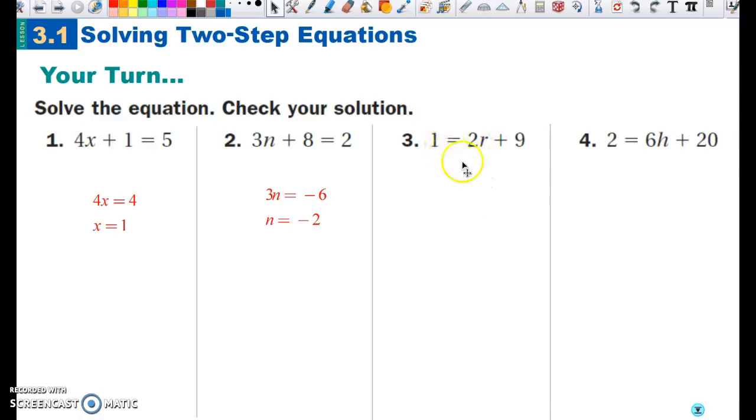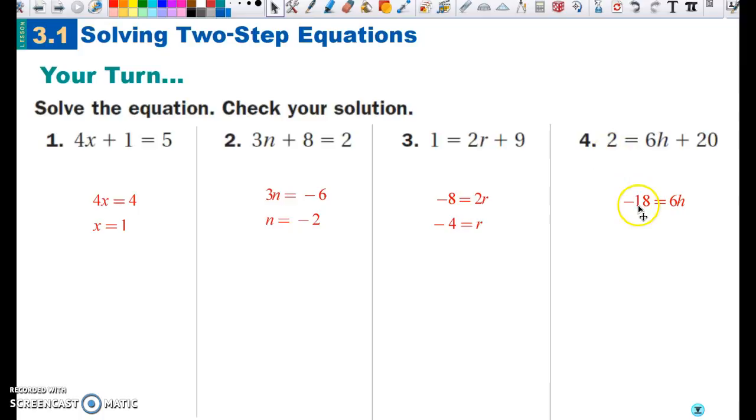Now, of course, to solve the third one, you subtract 1 from both sides. Actually, I'm sorry, subtract 9 from both sides. And negative 8 equals 2 times r. You divide both sides by 2, and you get r is equal to negative 4. To check, you put negative 4 in for r. 2 times negative 4 is negative 8. Negative 8 plus 9 is 1. It works. In the last one, subtract 20.